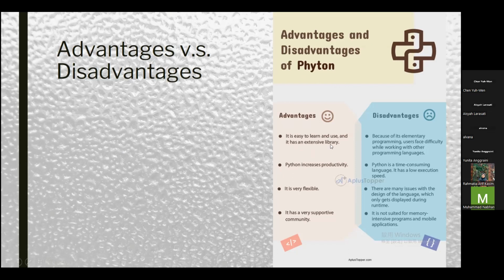Advantage is easy to learn and use. Yes, you will find it's really easy. And Python increases productivity. Yes, that's right. And flexible. And actually, when you try to find some code example, you try to develop your own, you can find some basis from the internet. So actually, it's really open source, but still has some disadvantages.